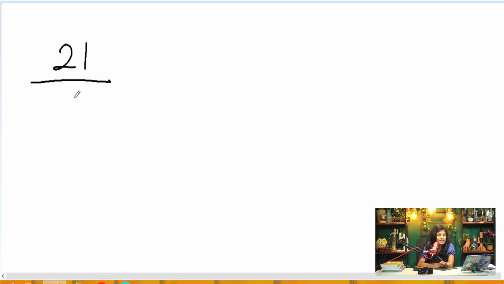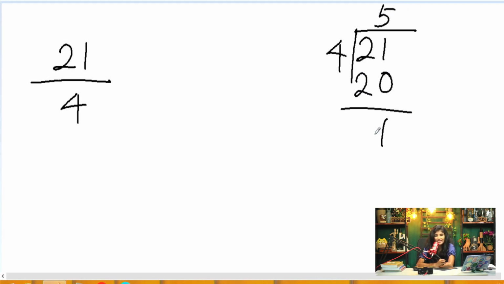21 over 4. Okay, let's divide. 21 divided by 4. For 2 there are no 4's, so I'll take just 21. For 21, how many 4's are there? 5. 4 times 5 is 20. 1 is remaining. Now we are going to convert this into a mixed number. The denominator is the same. Here we have 4 and here also we have 4. And the remainder goes to the numerator and 5 goes here.